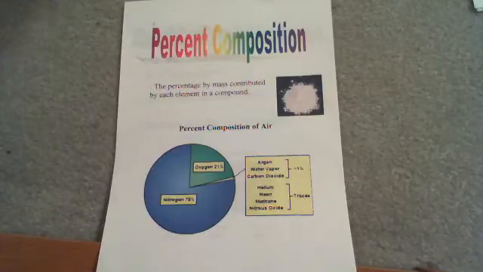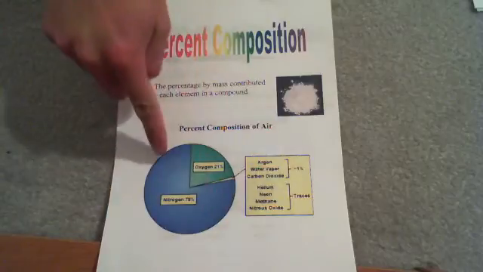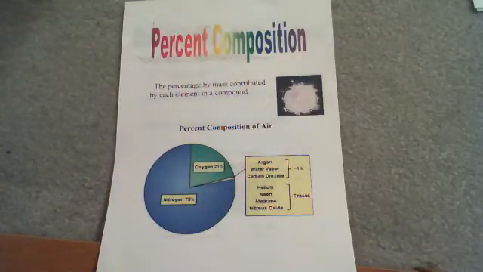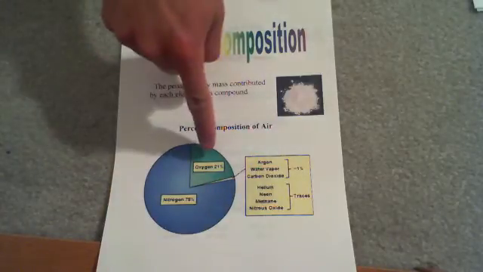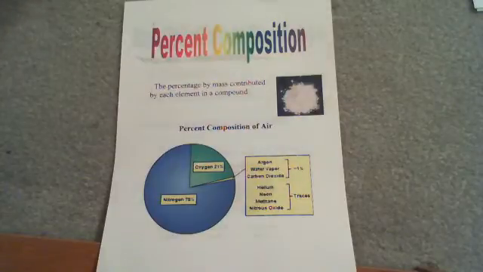The percent composition of air is shown in this chart. As we can see, the majority of air is made up of nitrogen, about 78%, followed by oxygen at 21%, and the rest is an assortment of other gases.